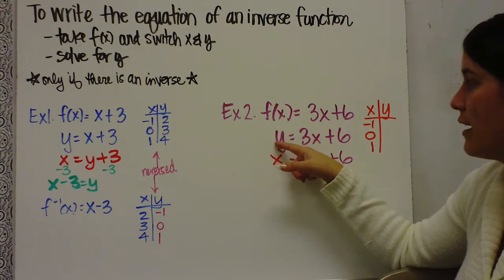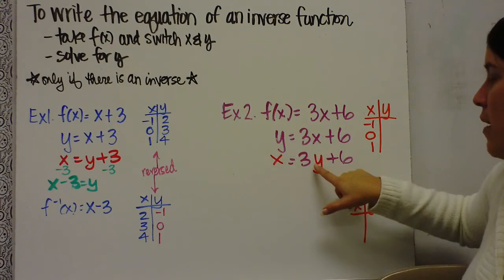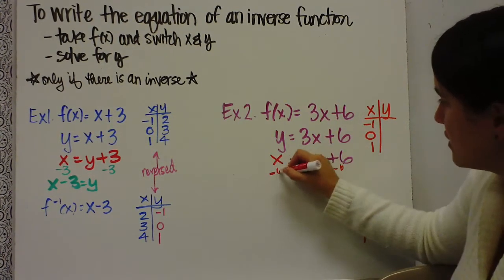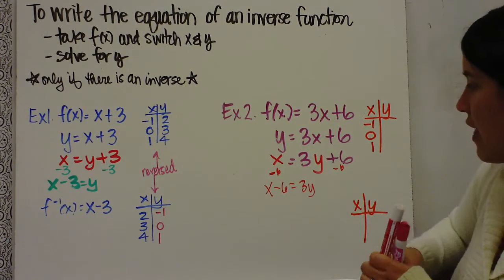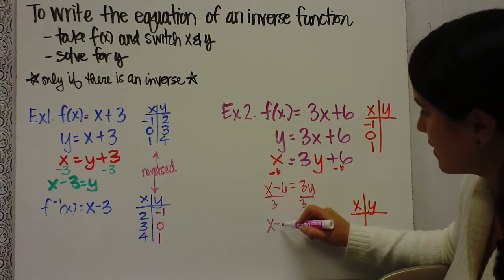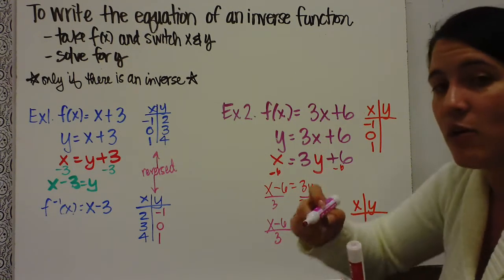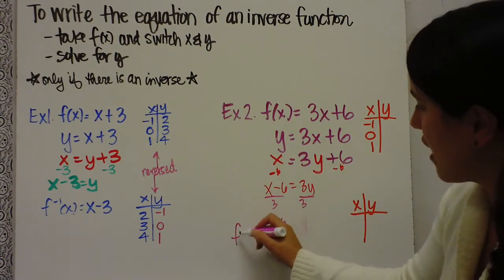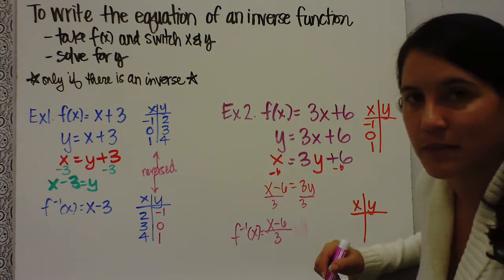I rewrote it using y. And then I switched my x and my y. I put my x here, I put my y here. Now I'm going to solve for y by subtracting 6 on both sides. And I get x minus 6 equals 3y. Then I'm going to divide both sides by 3. And I get x minus 6 over 3 equals y. But I want to rewrite that in inverse function notation. So I'm going to say f inverse of x is x minus 6 divided by 3.